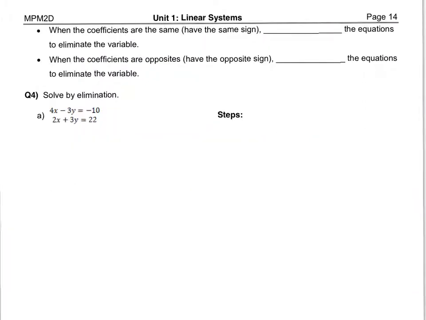When the coefficients are exactly the same, they have the same sign, we're going to subtract the equations to eliminate the variables. And when the coefficients are opposites, we're going to add, because adding will eliminate the variable.